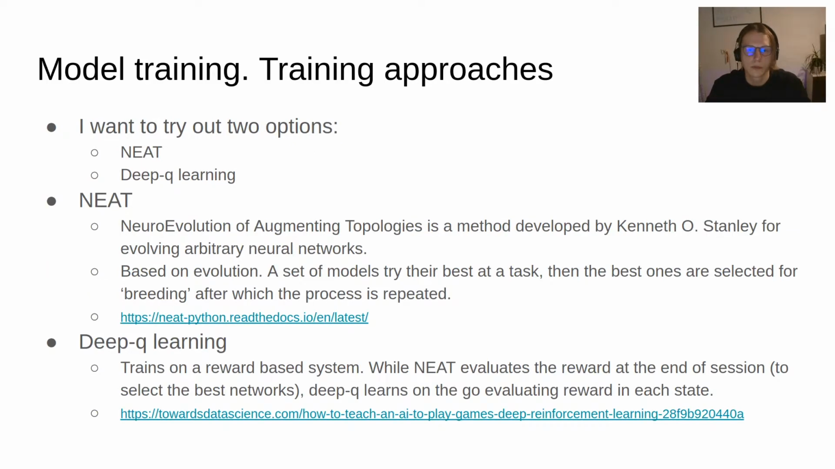As for the approaches, I wanted to try out two methods, the first being NEAT, NeuroEvolution of Augmenting Topologies, and the second one being Deep Q-Learning. NEAT model is based on evolution, so while training, you make a set of models, let's say 100, which try their hand at the task, and at the end of the session, you evaluate each one of them, then select the best ones and do the breeding process in which you generate a new genome. And then the process is repeated till you get a satisfactory result.